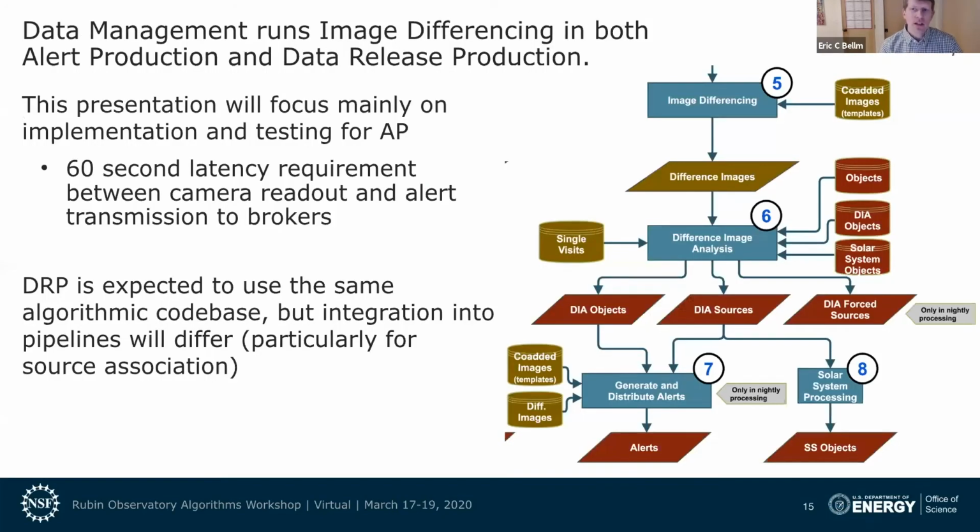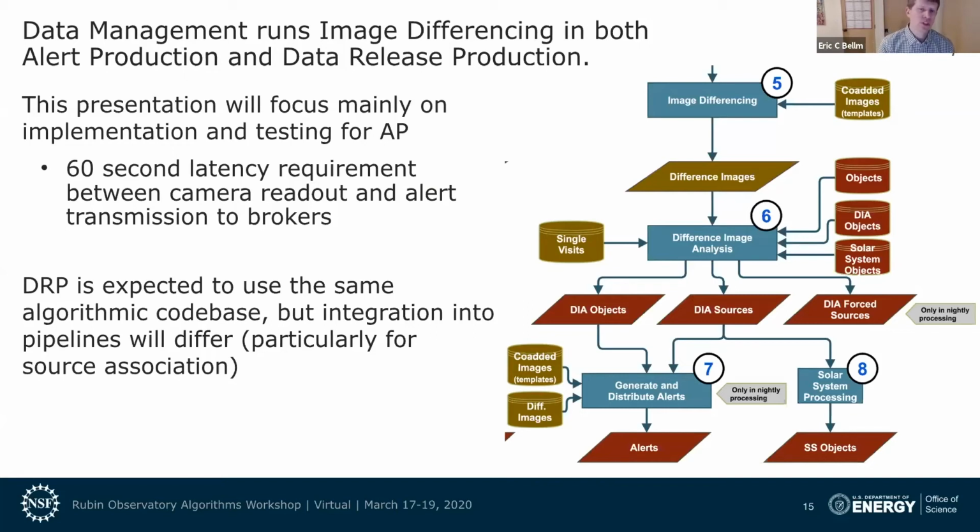All right, let me move on and discuss a little bit what we have today and show some results on precursor data. This is just emphasizing that we run difference imaging both in real time from alert production as well as annually in the data release production. My team focuses mainly on the nightly alert production, which is driven by that high level requirement that 60 seconds after the camera reads out on the mountain, we have to send out alerts on everything that's changed to the community brokers.